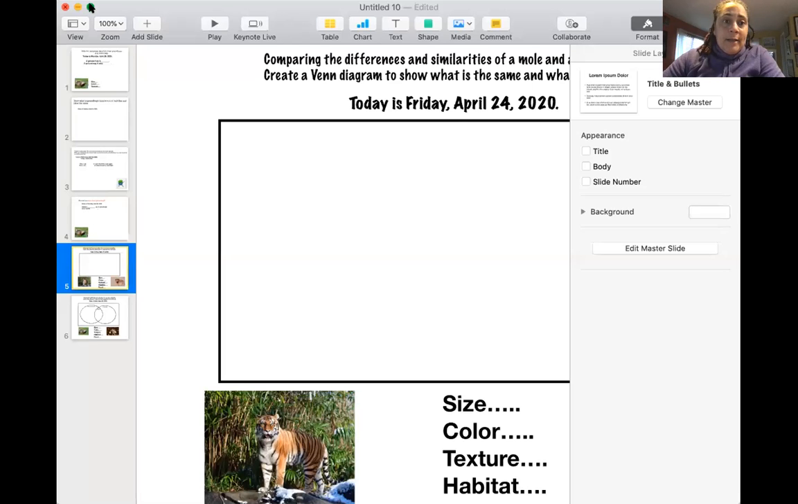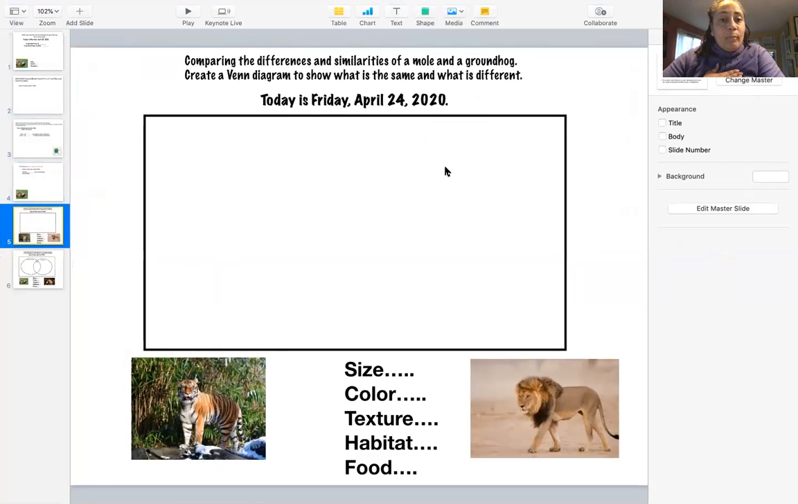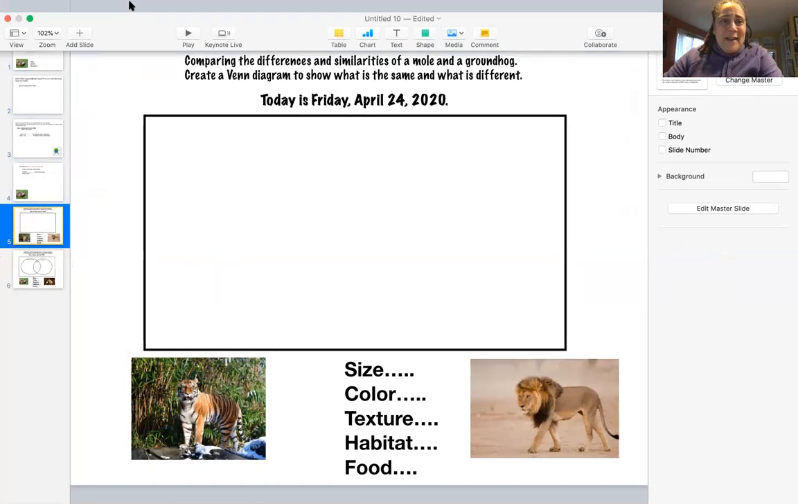All right, for today, I'm going to open up the screen so that we can get right into our writing prompt. I want to make this bigger so that we can see it. Today's writing prompt says that we are comparing the differences and similarities of a mole and a groundhog, the two animals that we've been reading about over the past 2 weeks, right? Our assignment today is to create a Venn diagram to show what is the same and what is different. Some people might be saying, wait a moment, Miss Pikes, what is a Venn diagram?